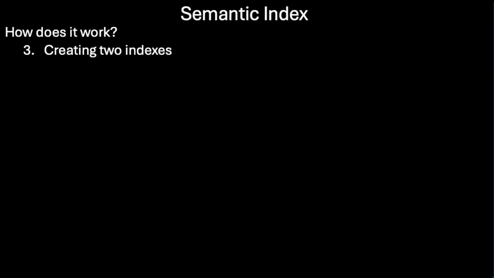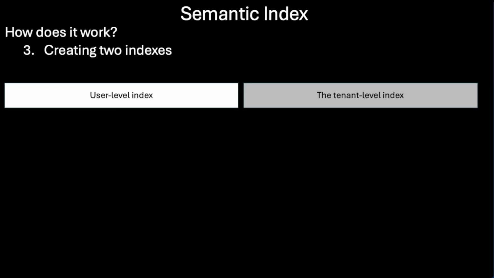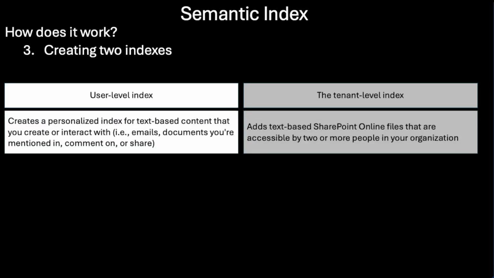When the semantic index is done, it creates two indices. The first one is called a user level index, and the other one is called a tenant level index. And what the user level index has, it creates this personalized index for text-based content that either you created or you interacted with, such as emails, documents, and so on. However, the tenant level index adds text-based SharePoint Online files that have been accessed by 2 or more people in your organization.